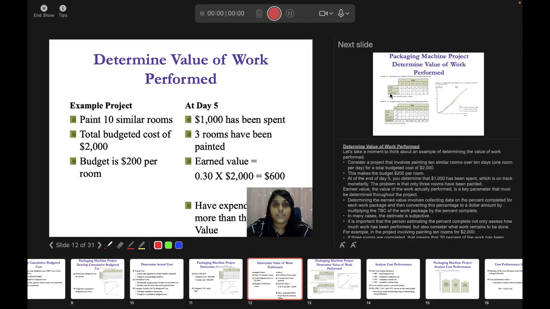One is determine value of work performed. Okay. Consider a project that involves painting 10 similar rooms over 10 days, one room per day, and for a total budget cost of 2000. This makes the budget 200 per room. At the end of day 5, you determine that 1000 has been spent, which is on track monetarily. The problem is that only 3 rooms have been painted. So, when you determine value of work performed, earned value is the measure that you use.